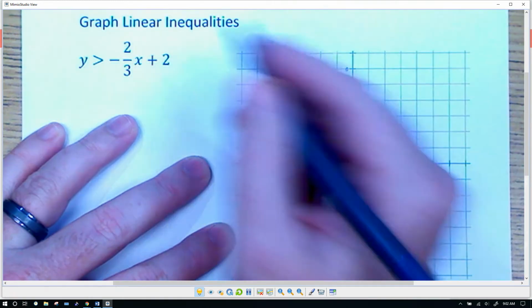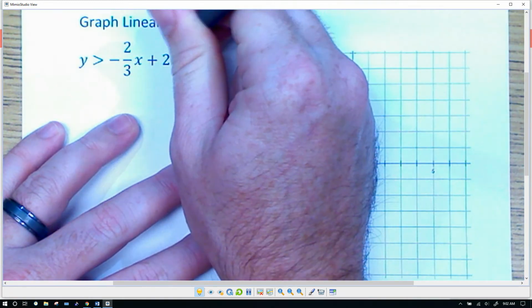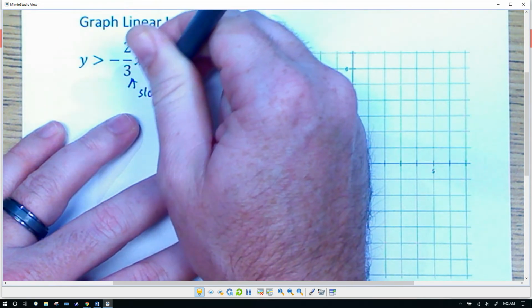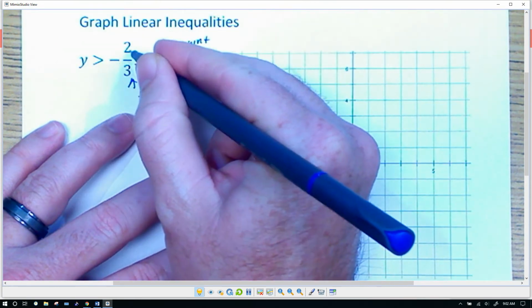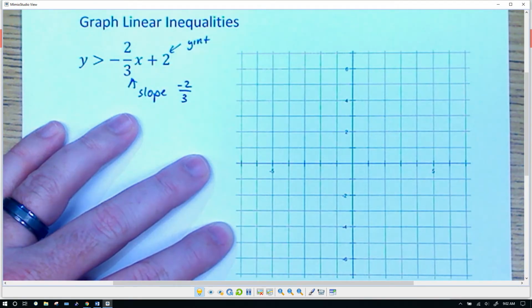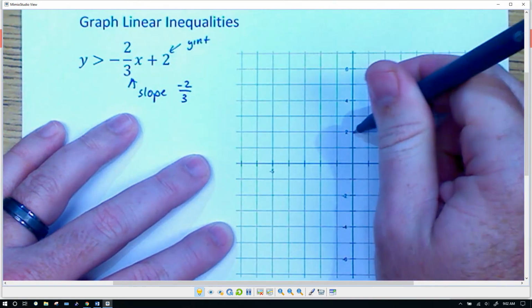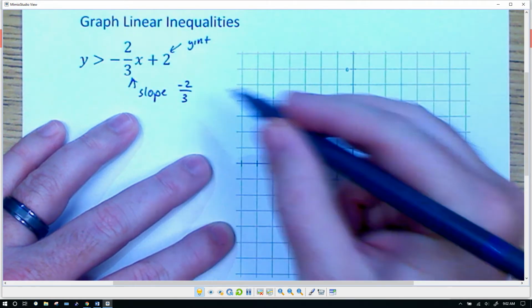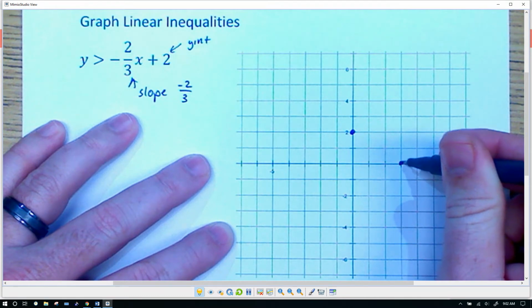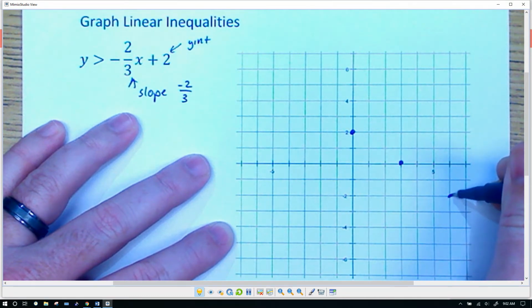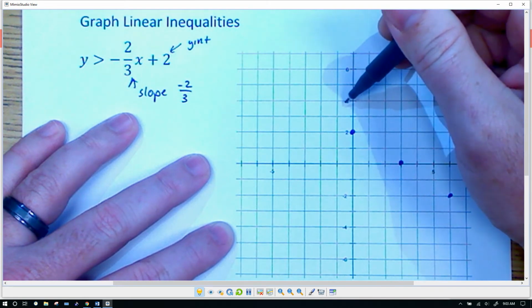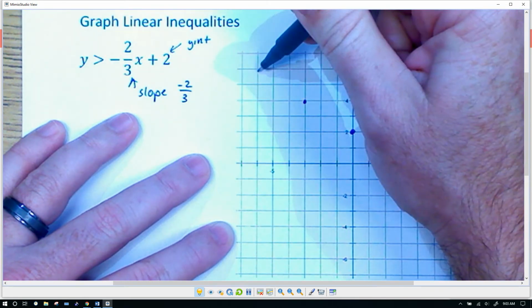So we're going to start up at 2. That's, again, the y-intercept, and this is our slope. What I like to do is I take that negative and just give it to the numerator, so you know you're going to be going down 2 and over 3. Okay, so my y-intercept is 2, so I'm going to start up at 2. And then from that point, I'm going to go down 2 spaces and to the right 3 spaces. Down 2 and over 3. Going the other direction, we're going to go up 2 and to the right 3.